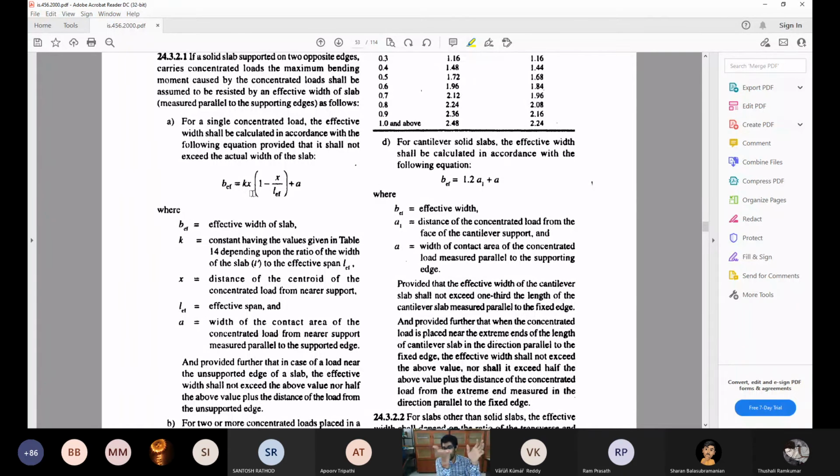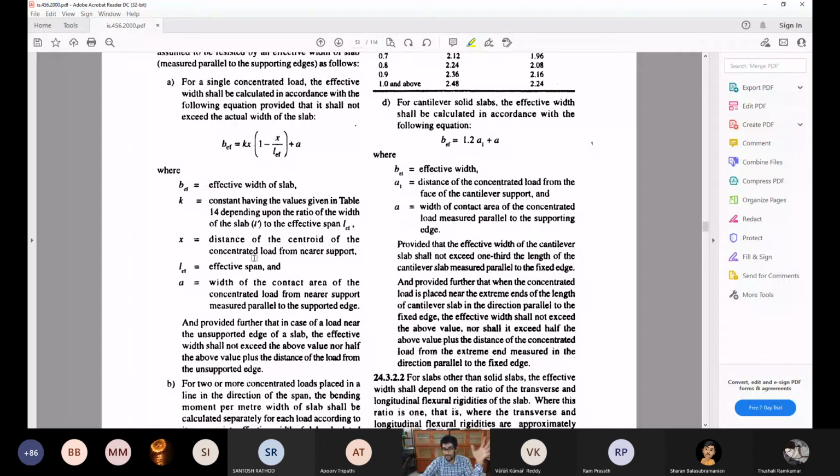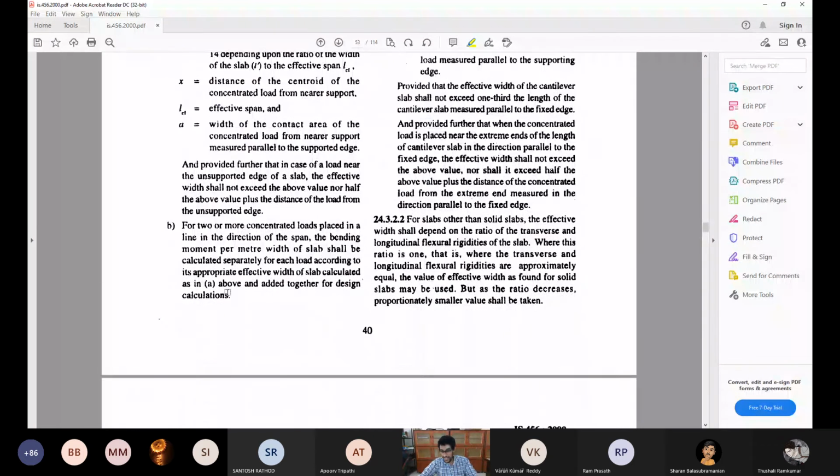The wheel of the heavy vehicle will be a little bit flat at the bottom, so there's some small width over which it acts. That is known as a patch. Somebody who wants to design such a slab will have to know this. Okay, so that's why these things are given.